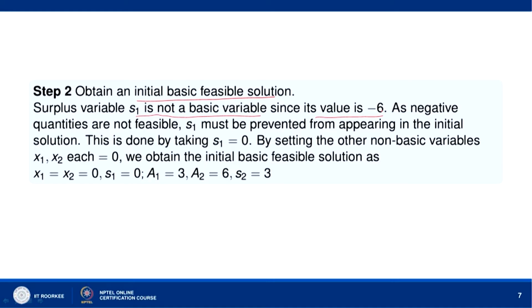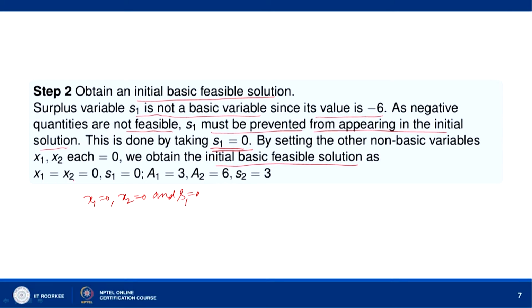Okay. So, as negative quantities are not feasible, s1 must be prevented from appearing in the initial solution. For a feasible solution, all the variables must be non-negative. So, here s1 must be prevented from appearing in the initial solution, and this we can do by taking s1 equal to 0, by setting the other non-basic variables x1, x2 each equal to 0. So, what we do now? We take x1 equal to 0, x2 equal to 0 and s1 equal to 0.